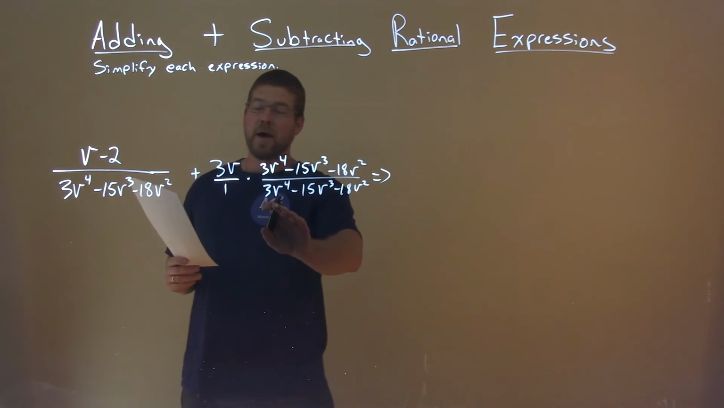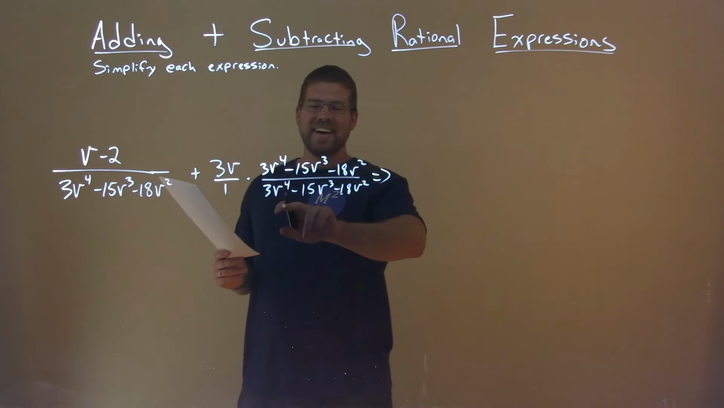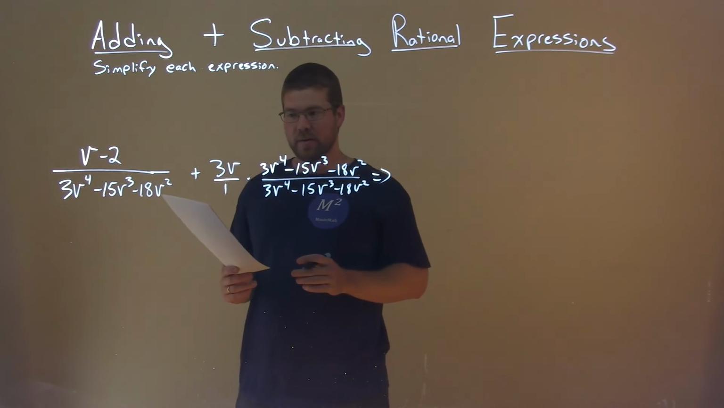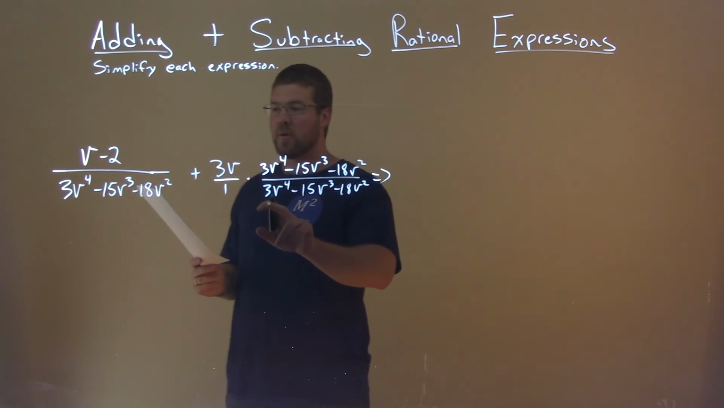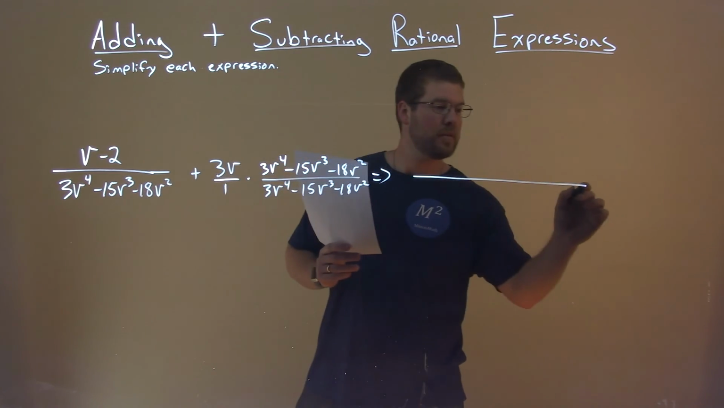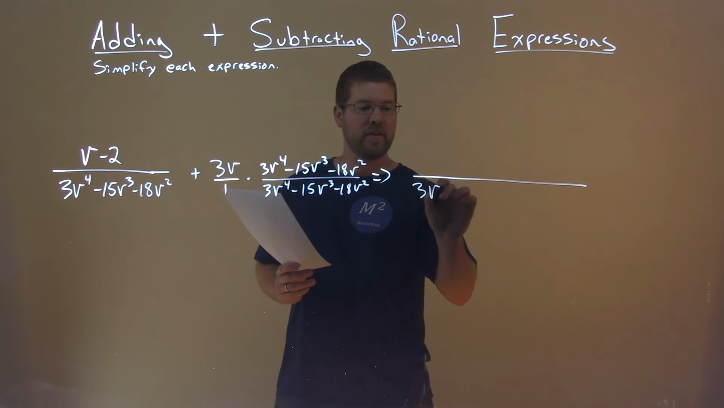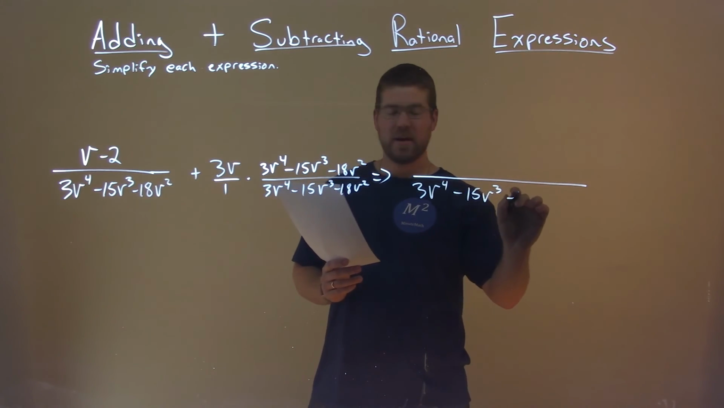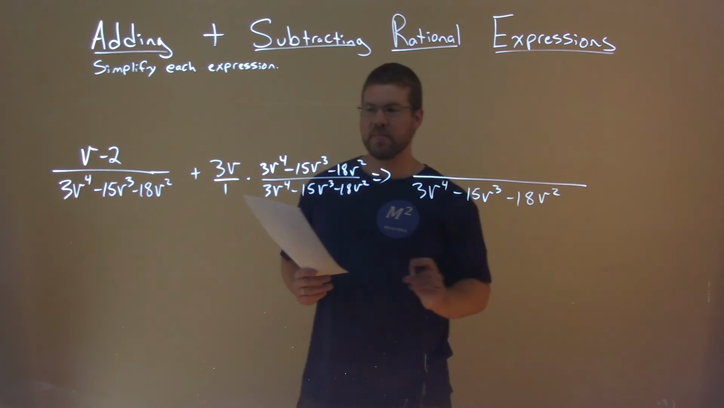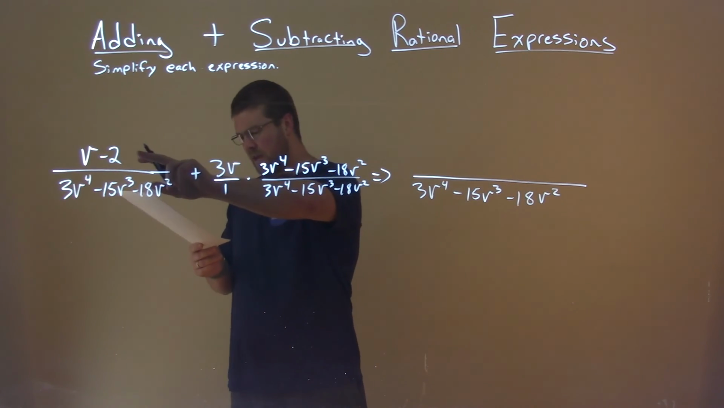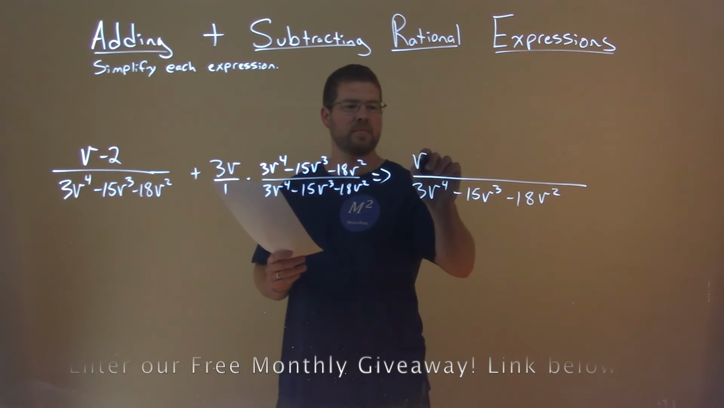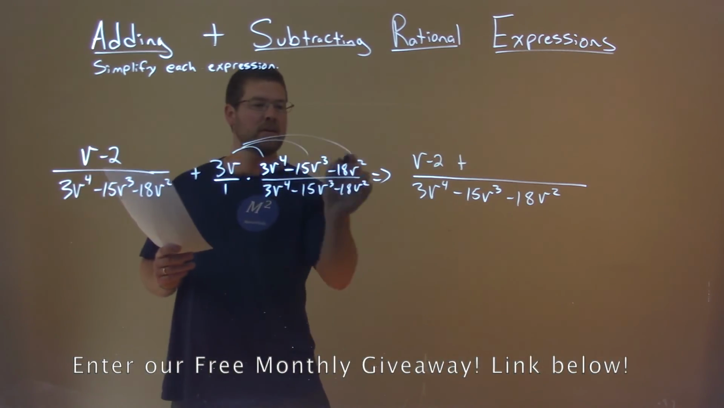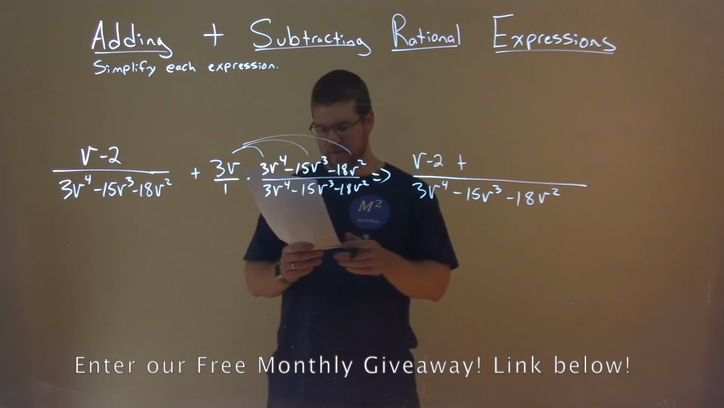So, now that I'm back, we have it set up here for a common denominator. So what is that going to be? That's going to be this whole 3v, let's write it out here, 3v to the fourth minus 15v to the third minus 18v squared. But what about the numerator? Here I just have a v minus 2, and we're adding, we need to distribute this 3v to all parts here. So I'm going to put that over here.